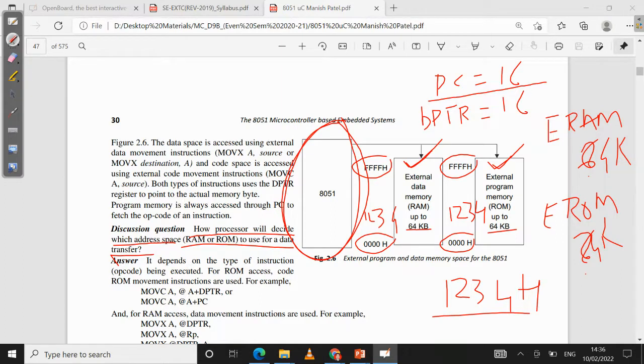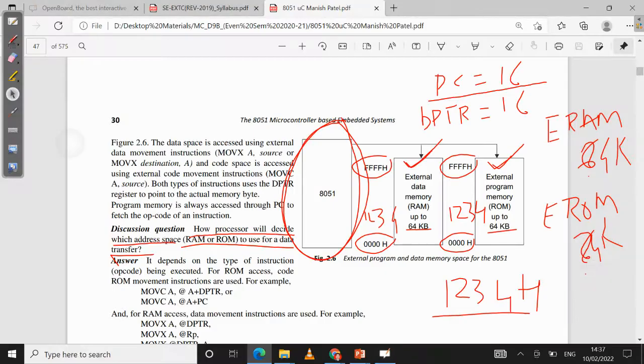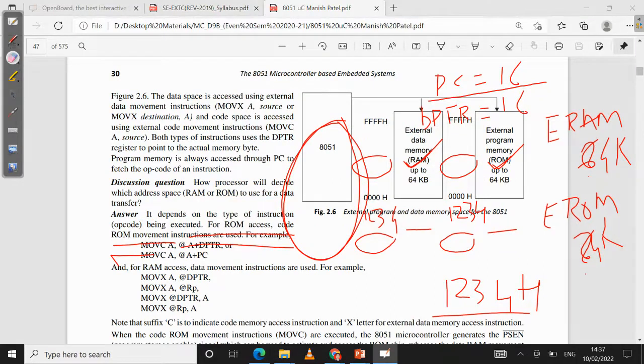So how will your 8051 come to know this? That is the question. The question says, how will the processor decide which address space, RAM or ROM, to use for a data transfer. अगर मुझे कुछ डेटा ट्रांसफर करना है तो हाउ दैट इज अचीव्ड और हाउ दैट 1234 इज आइडेंटिफाइड, वेदर दैट 1234 इज एसोसिएटेड विद एक्सटर्नल रैम या फिर 1234 इज एसोसिएटेड विद एक्सटर्नल रोम. सो फॉर दैट वी हैव अ dedicated, yes, we have a dedicated instruction.